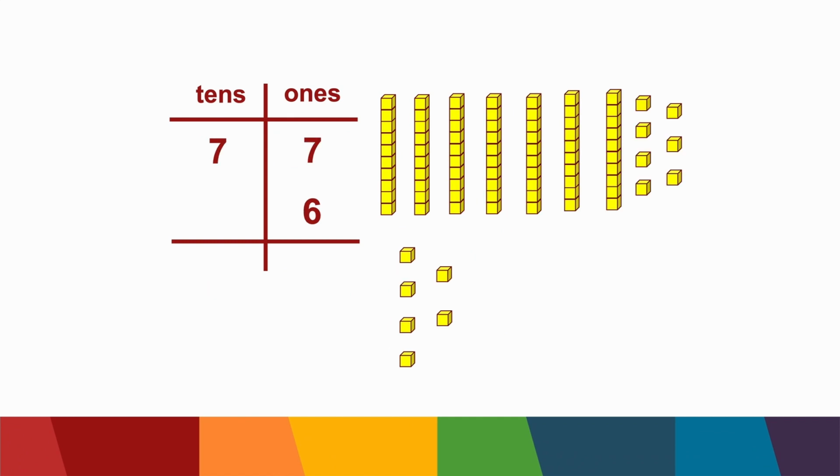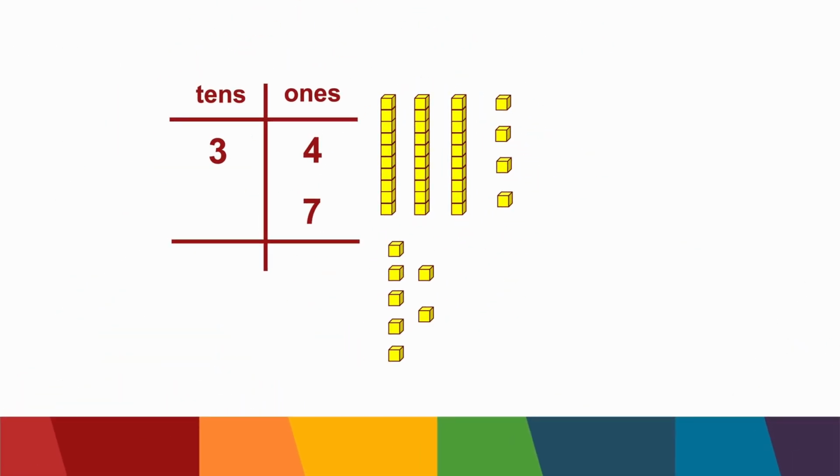Here we have 77 plus 6. Starting in the ones column, 7 plus 6 equals 13. 13 is actually 1 ten and 3 ones. Give the 1 ten over to the tens column. Carry the 3 down. 1 plus 7 equals 8. 77 plus 6 equals 83.